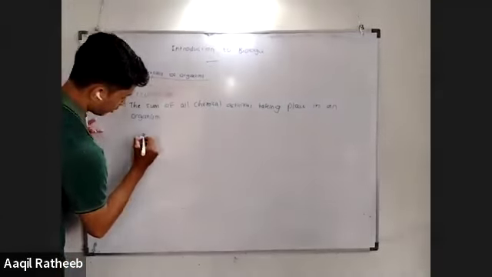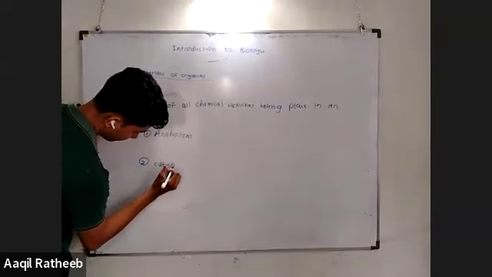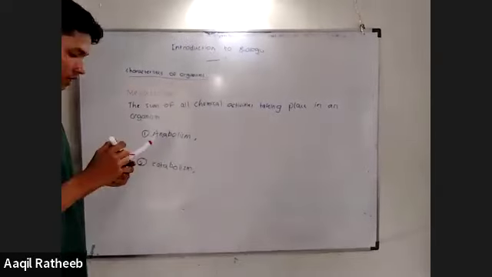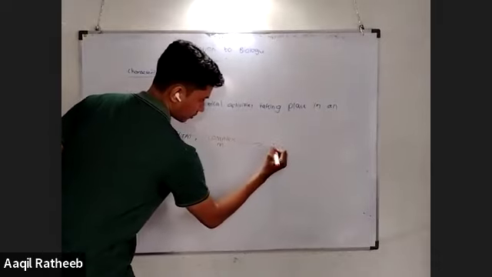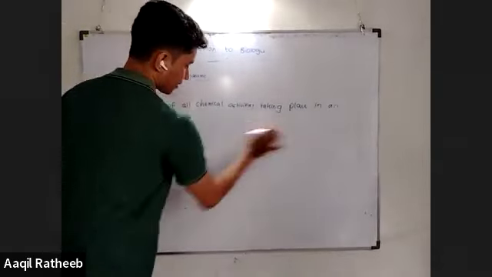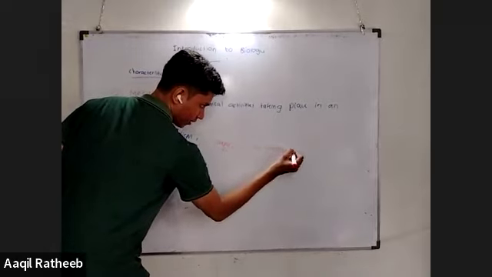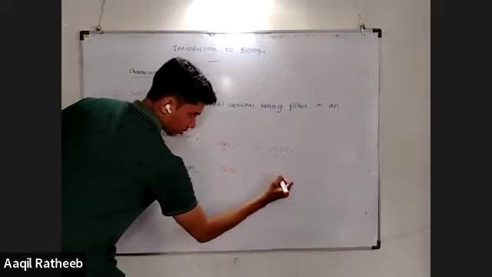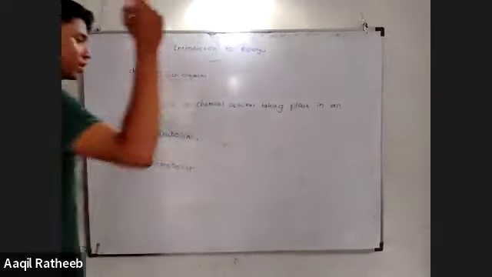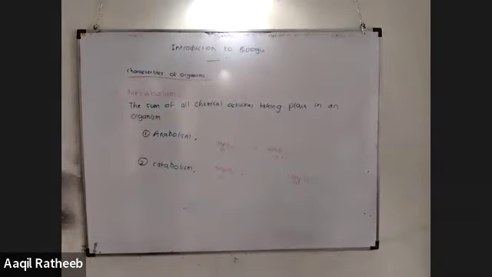I'll write it down. There are two parts, anabolism and catabolism. Anabolism means from simple molecules you form complex molecules. Catabolism means complex molecules are broken down into simple molecules. That's what is meant by catabolism. I told you some examples, right? Keep that in mind. Later you will learn in the second unit. Take a screenshot of this.